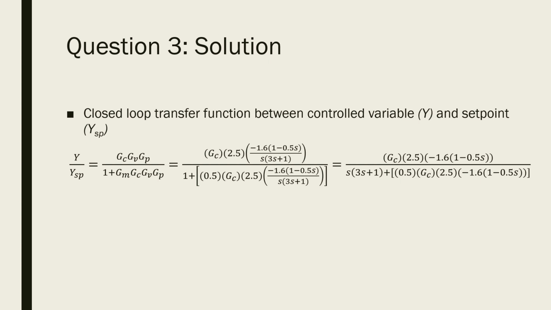It is given by the product of transfer functions in the forward path, which is gc times gv times gp, controller, valve, process, over 1 plus the product of all the transfer functions in the control loop, gm times gc times gv times gp, which is transmitter, controller, valve, and process. We now need to choose our desired closed loop behavior in order to obtain the controller structure GC.